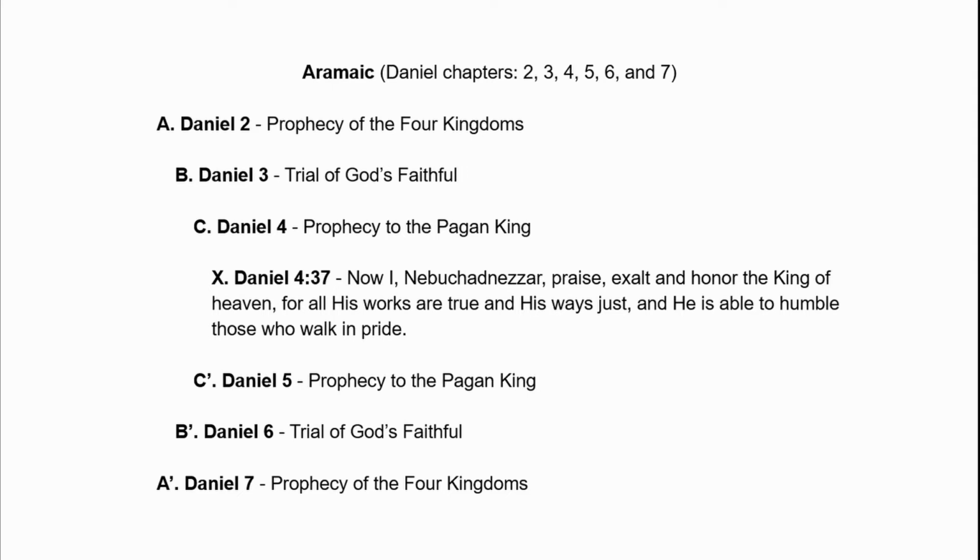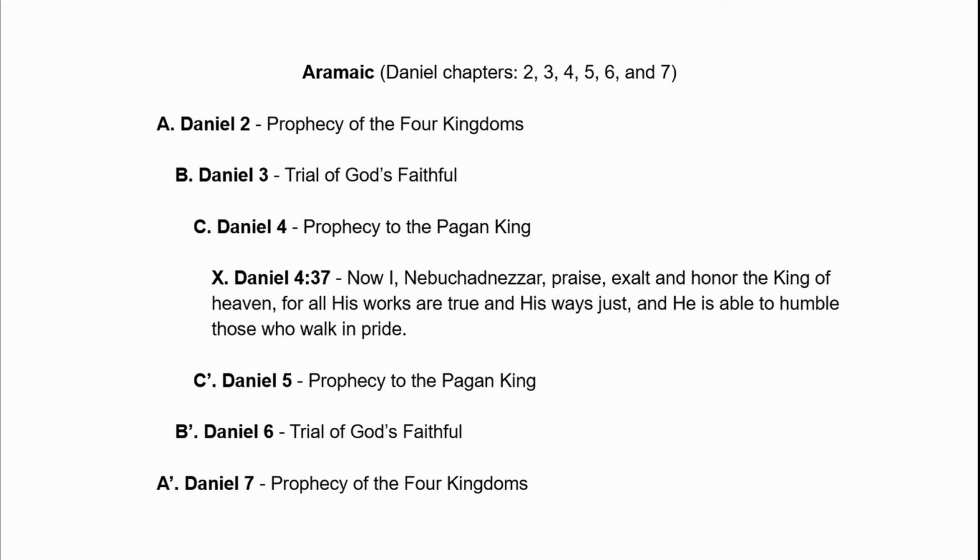The trial of God's faithful, in Daniel 3, is about Daniel and his friends sent to the fiery furnace. The prophecy of the pagan king, in Daniel 4, is about Nebuchadnezzar's dream of a great tree. The inflection point is Daniel 4:37. Now I, Nebuchadnezzar, praise, exalt, and honor the King of heaven, for all his works are true, and his ways just, and he is able to humble those who walk in pride.